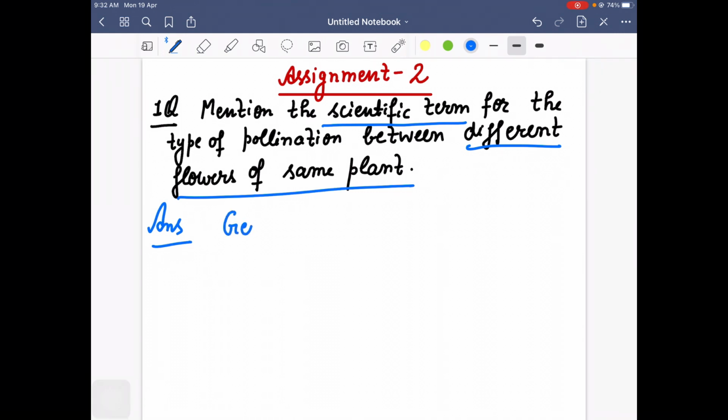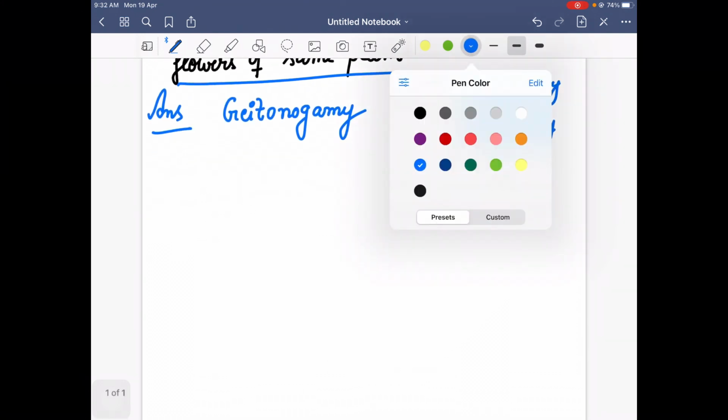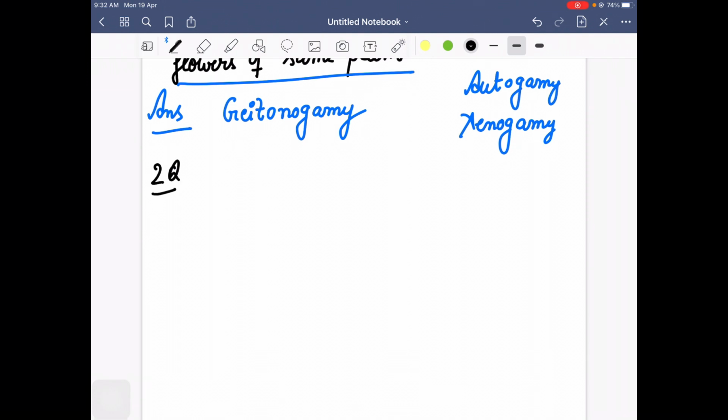The answer is very straightforward. We discussed three types of pollination: self pollination and cross pollination. That is autogamy, then geitonogamy, and the last one was xenogamy or allogamy. So when we say different flowers of the same plant, the answer will be geitonogamy.